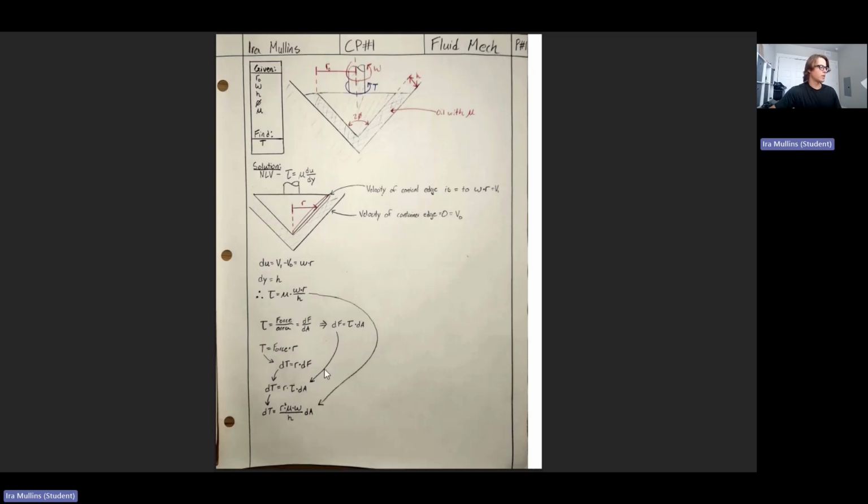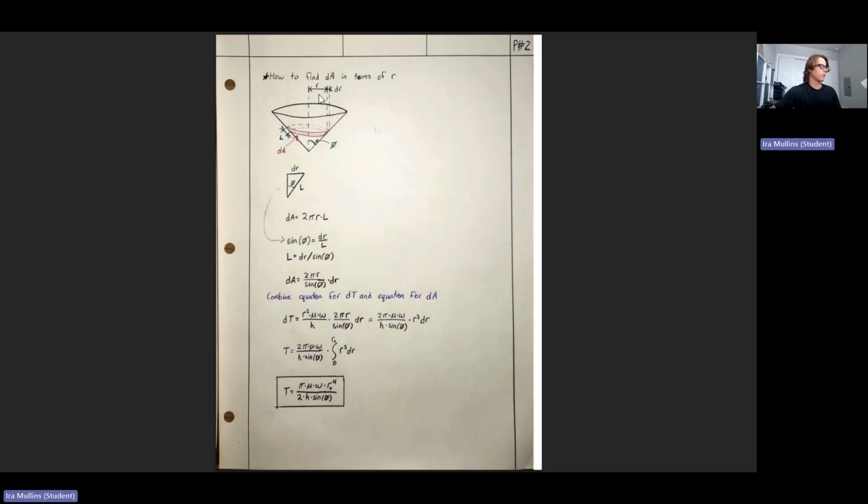So now we need to write dA in terms of something that we can integrate over, which is r. And so this is the conical section that dA represents. And if you go through all of the equations right here, dA comes out to be equal to this. And this is in terms of dr and some constants.